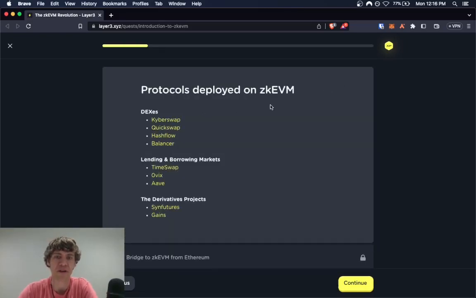So protocols deployed on zkEVM: the DEXs, the Kyber swap, quick swap, hash flow, and balancer, lending and borrowing markets, time swap, zero VIX, Aave, the derivatives projects, SYN futures, and gains.